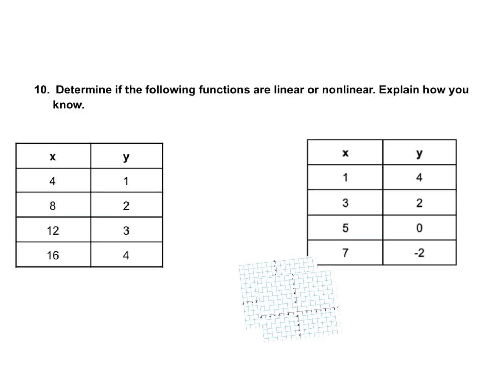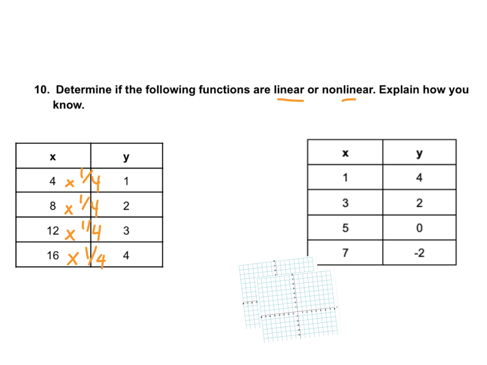Determine if the following functions are linear or nonlinear and explain how you know. Okay, so a couple things to look for is a consistent pattern. I at first like to look across to see, is there something going on here? And it looks like 4 divided by 4, I would get 1. And 8 divided by 4, I would get 2. And 12 divided by 4, I would get 6, and so on. Or if I multiplied everything by a fourth, there is a consistent pattern going across the table.